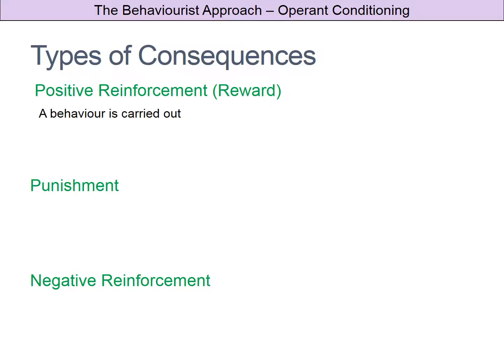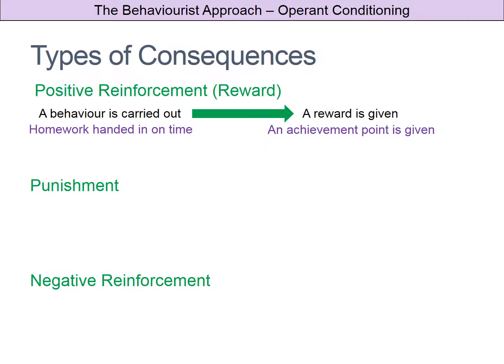You carry out a particular behaviour, and the example we're going to use is handing in homework on time. And as a result of that behaviour, something good happens. So a reward is given, an achievement point is given. And if that happens, then the behaviour, in this case handing homework in on time, is more likely to be repeated.